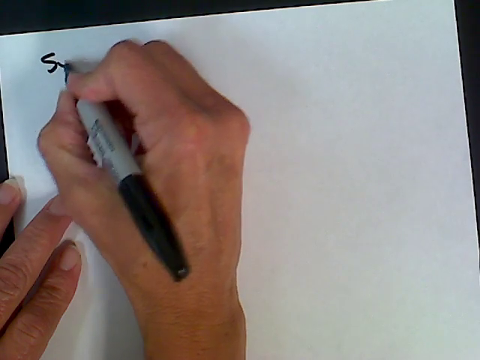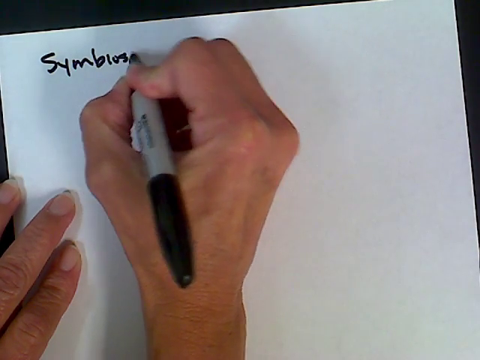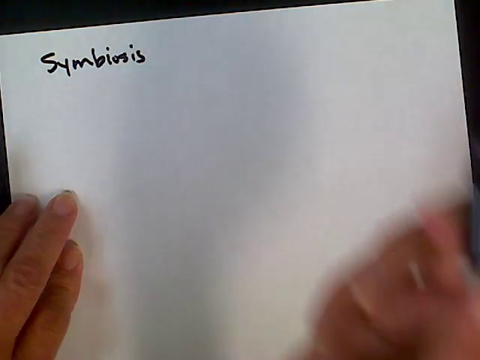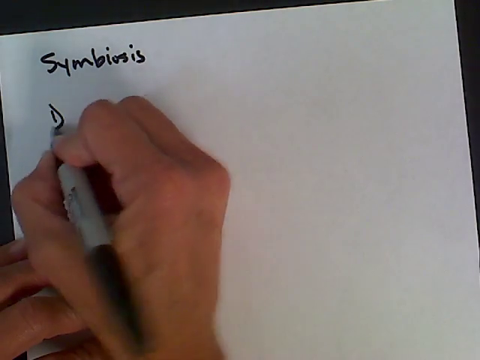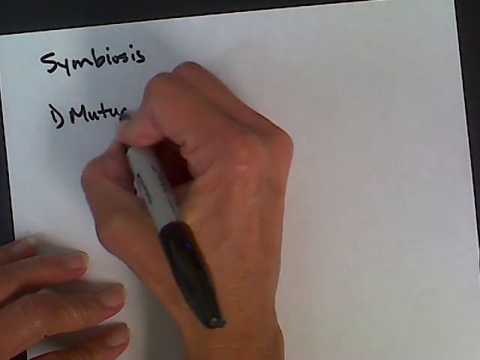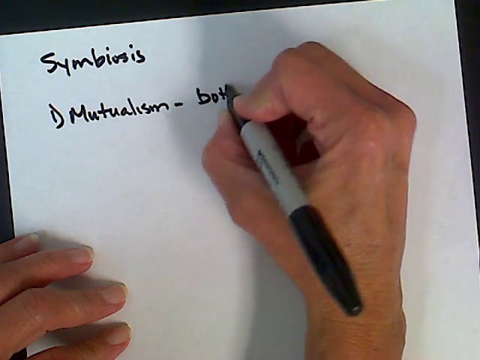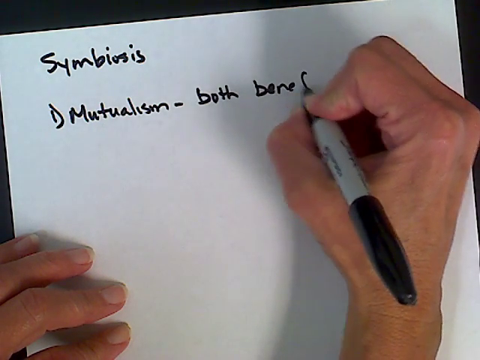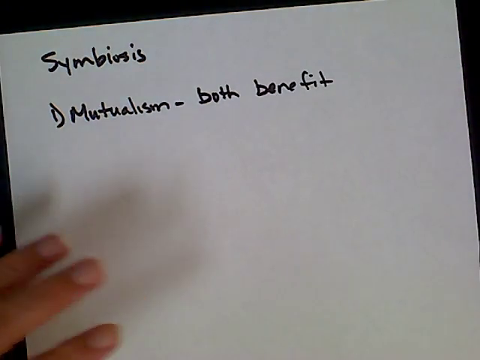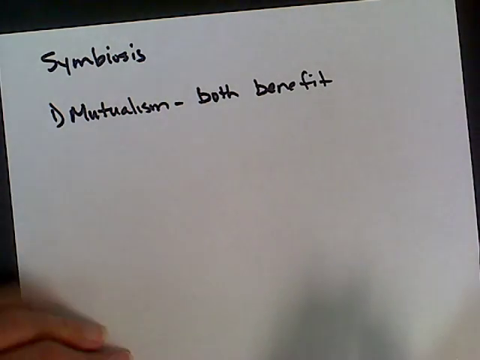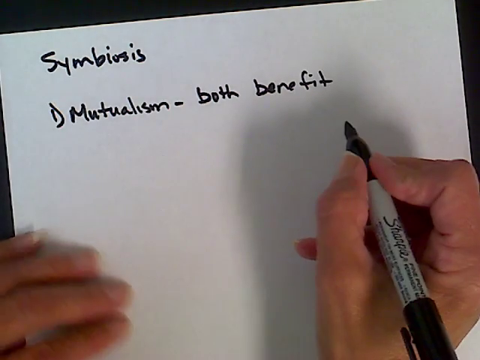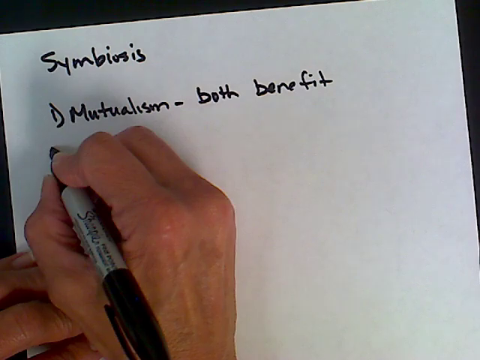Let's talk about a few things that are going to be on your Chapter 2 test. First of all, we need to know our different types of symbiosis. There are 3 different types. Number 1 is mutualism, and that is when both benefit. So when both of them benefit, that is mutualism. And you should be able to look up some different examples of that.